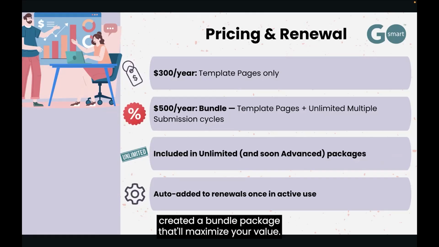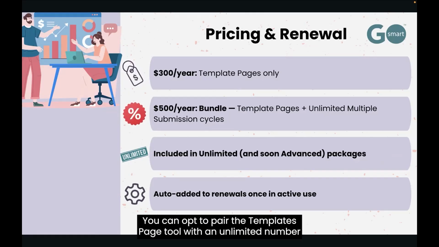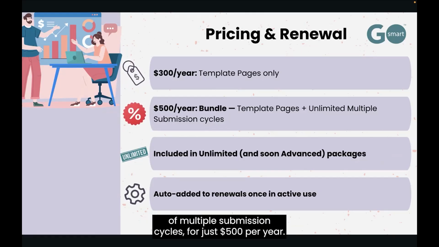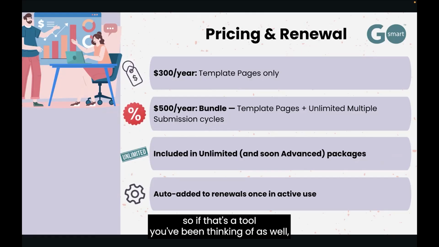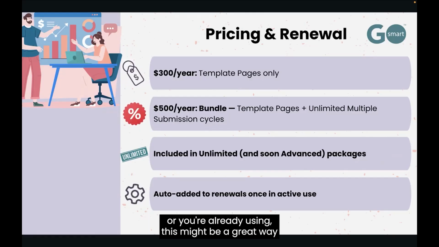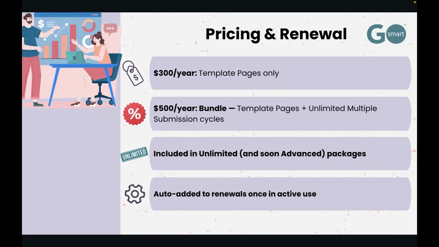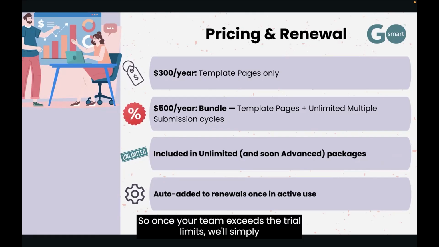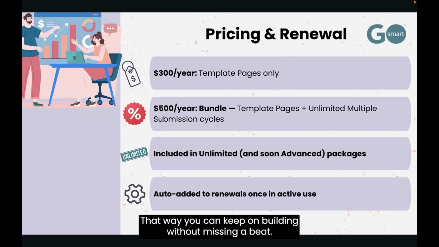We've also created a bundled package that'll maximize your value. You can opt to pair the templates page tool with an unlimited number of multiple submission cycles for just $500 per year. It's definitely the most cost-effective way to get both features together. So if that's a tool you've been thinking of as well, or you're already using, this might be a great way to get a real bang for your buck. Yeah, that's a great plan, honestly. So once your team exceeds the trial limits, we'll simply add the feature to your contract so there's no disruption to your work. That way you can keep on building without missing a beat.